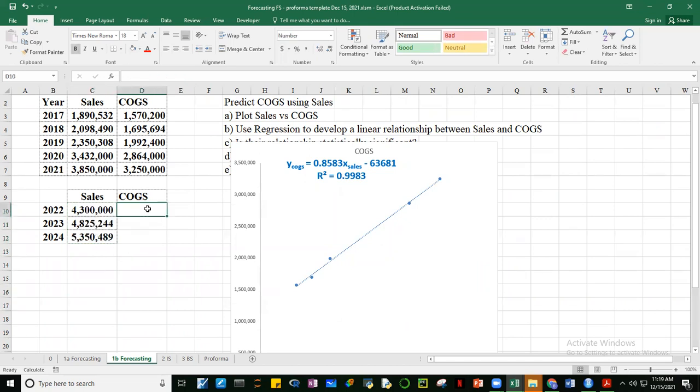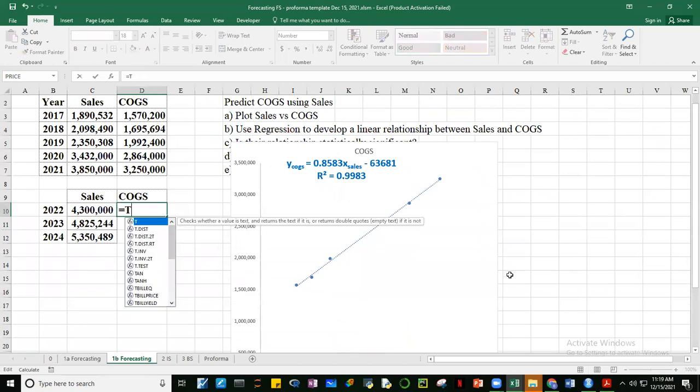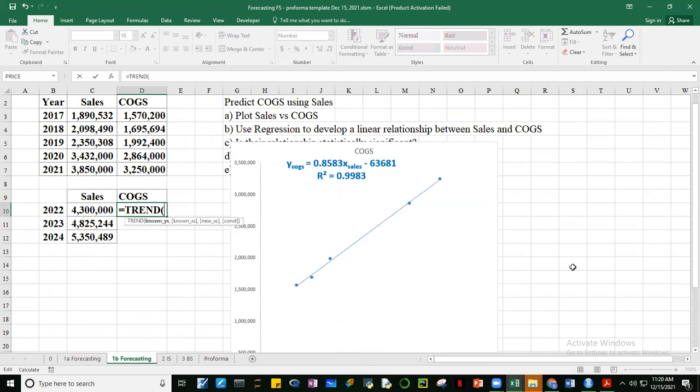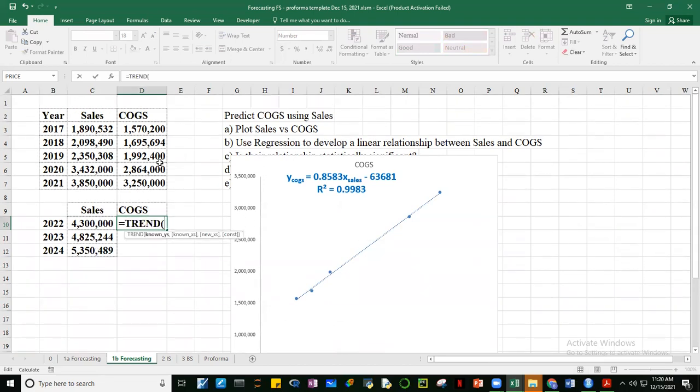Okay. And then our cost of goods sold, you know this, guys, we can use the trend function. So let's use the trend function. So it's equal to trend. Ang known Y's natin, di ba ang Y natin dito si cost of goods sold. Tama? And then I fix this because I'm going to copy this down. Just fix the row. Known X natin will be sales. Okay. And then comma. What's the new value of X?